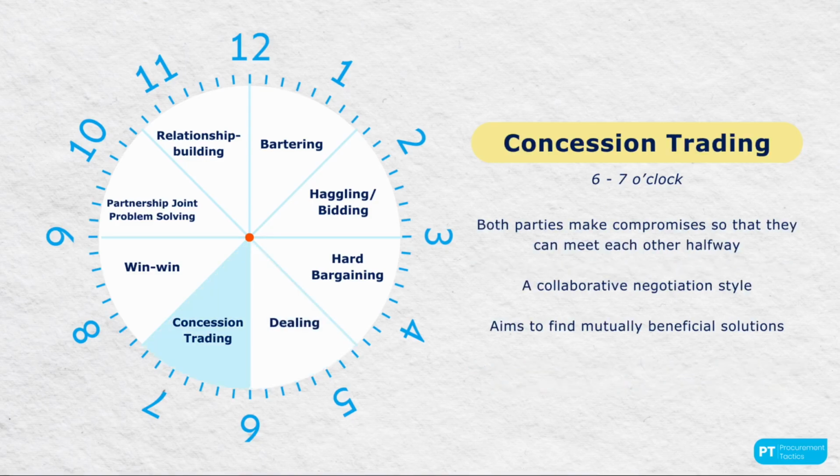Next one is concession trading, 6 to 7 o'clock. Concession trading is where both parties make compromises so that they can meet each other halfway. This is a collaborative negotiation style that aims to find mutually beneficial solutions.